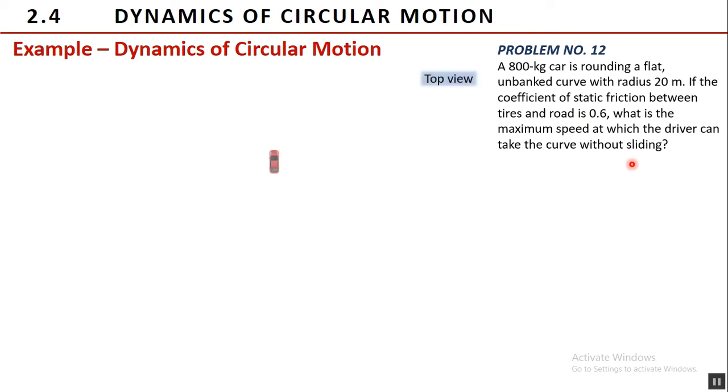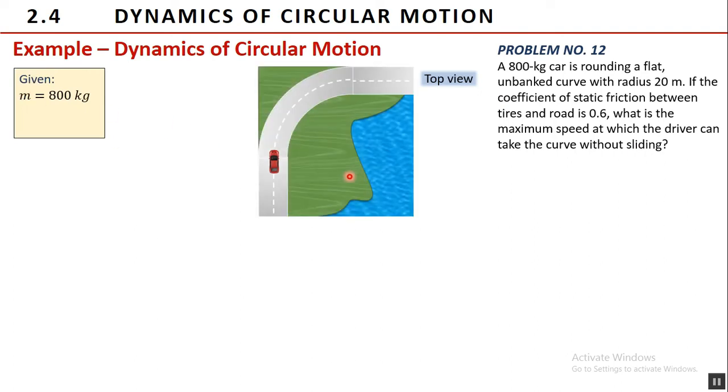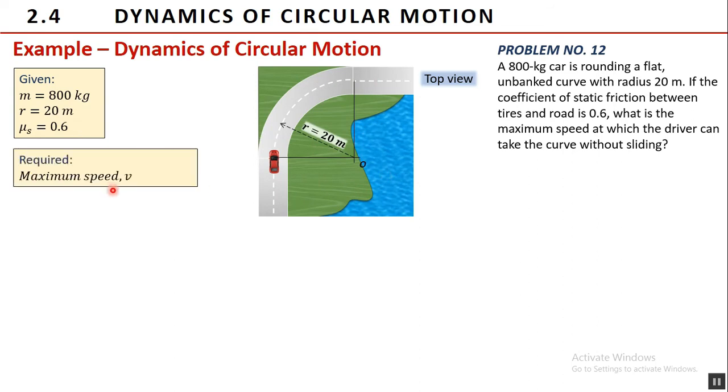As seen from top, this is the car, of mass 800 kilograms, which will make a turn on this unbanked curve of radius 20 meters. The coefficient of static friction between tires and road is 0.6. Now, we are asked to solve for the maximum speed, v, at which the car can negotiate the curve without sliding. To negotiate the curve, centripetal force should act on the car as it moves. But the question is, what will be the source of this centripetal force? How will this force be provided on the car?